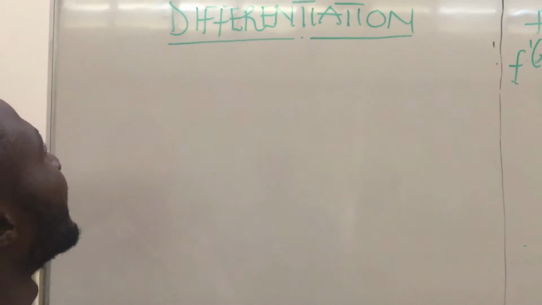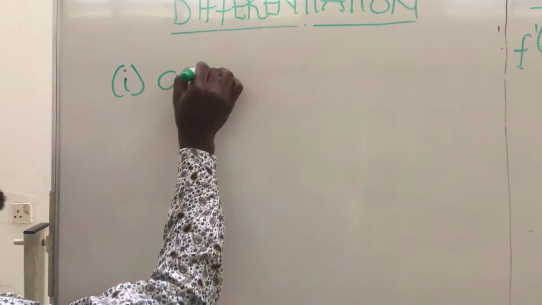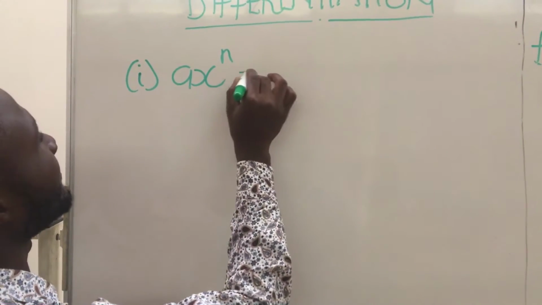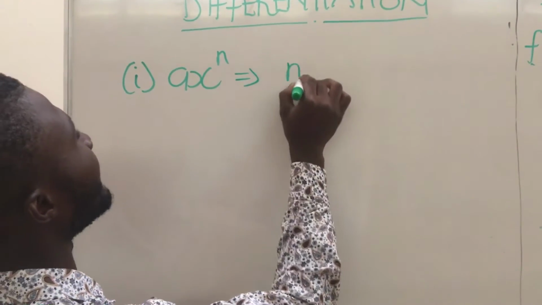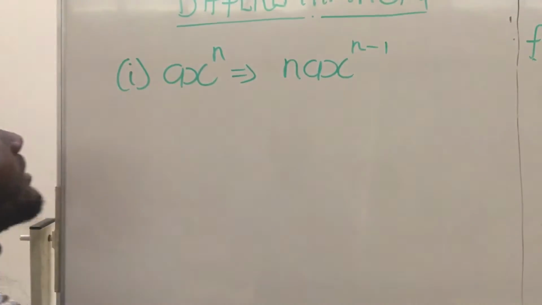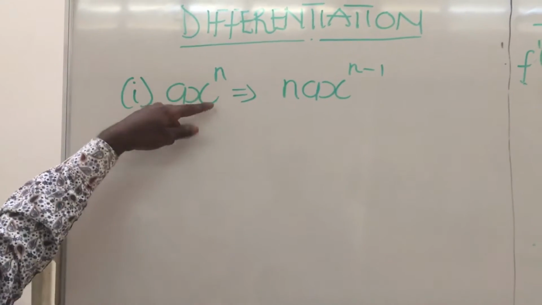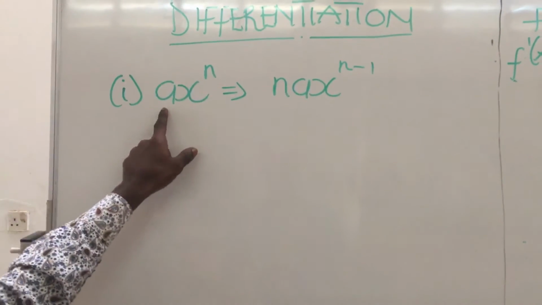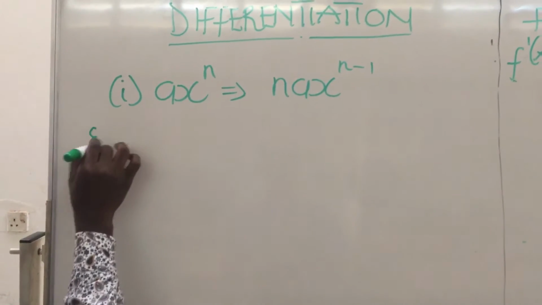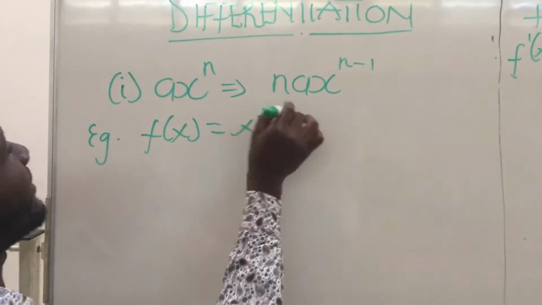The rule states that if you have a function in the form ax to the power n, after differentiation it should be n times ax raised to the power n minus 1. So you multiply n by the coefficient, then you take 1 from the exponent n. For example, f of x is equal to x squared.